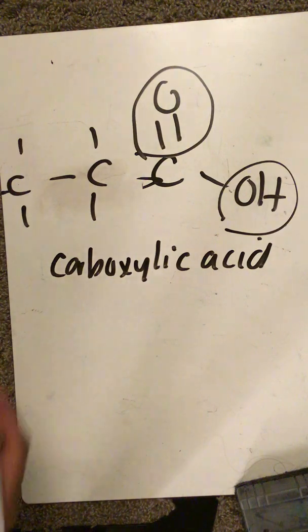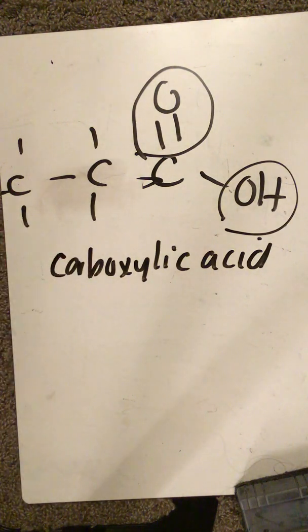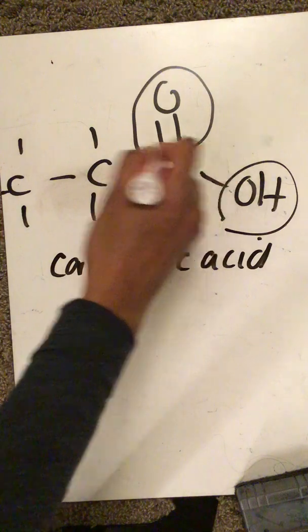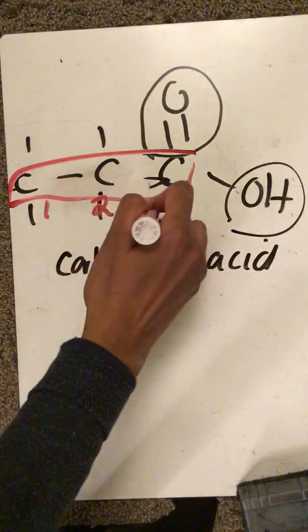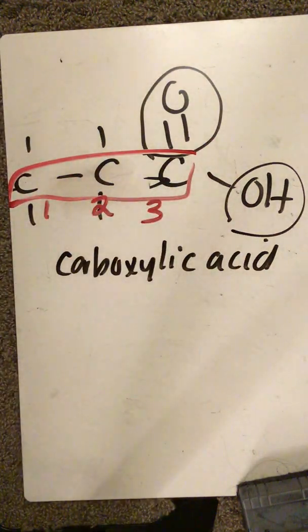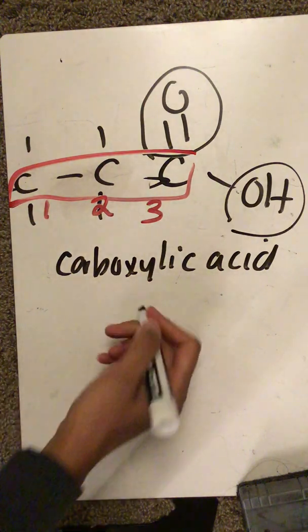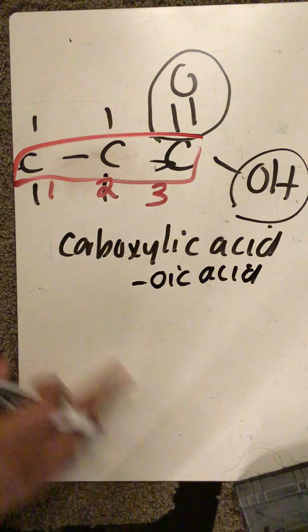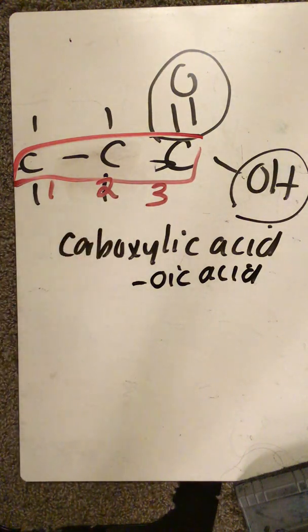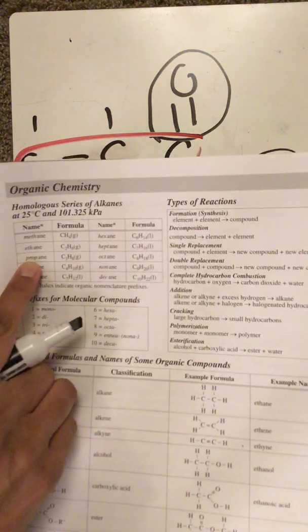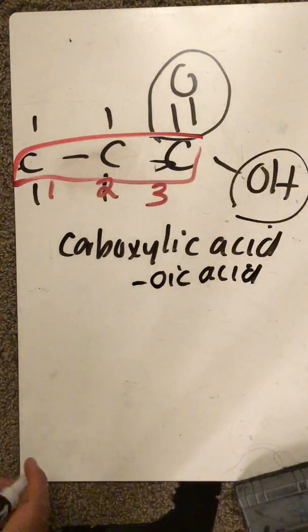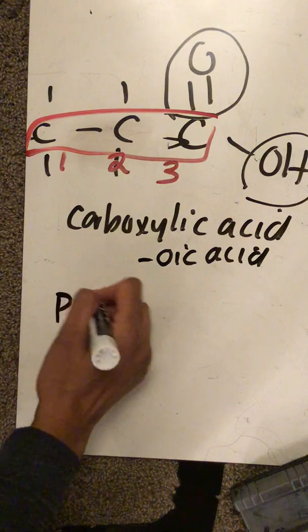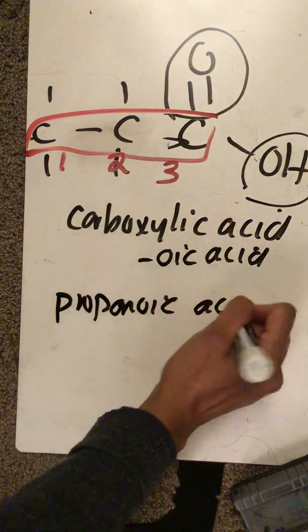So what would be the name of this? Okay, again, you identify the longest carbon chain. That's these. How many are in this chain? 3 carbons in the chain. Well, how do I name a carboxylic acid? The ending is oic acid. So the name of this would be, okay, 1, 2, 3. 3 is prop, right? You know it's prop because it's in your book. Prop, C3. So this would be called propanoic acid.